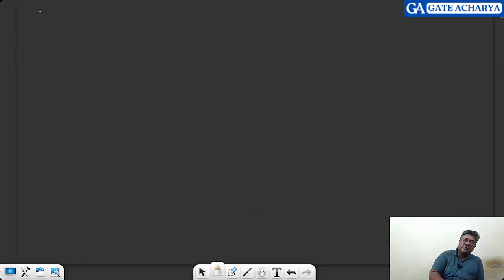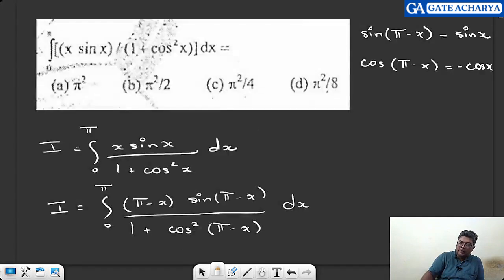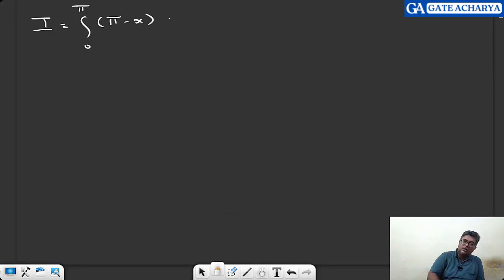Now, based on this, let's simplify it. So 0 to pi. Pi minus x will remain as it is. Numerator is what? Sine pi minus x. So that will become sine x, divided by.